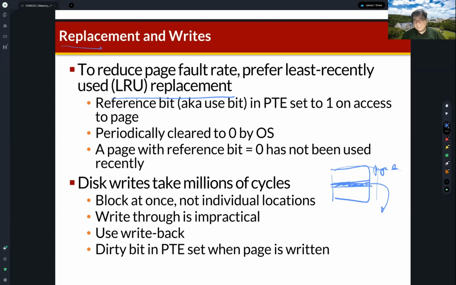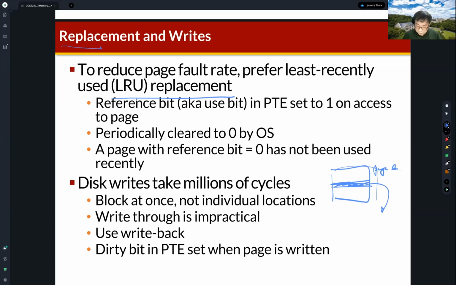But as I mentioned, the physical memory size is very large, so it's not easy to manage the access history of all the pages in the page table, right? So actually, we use a simplified replacement policy.